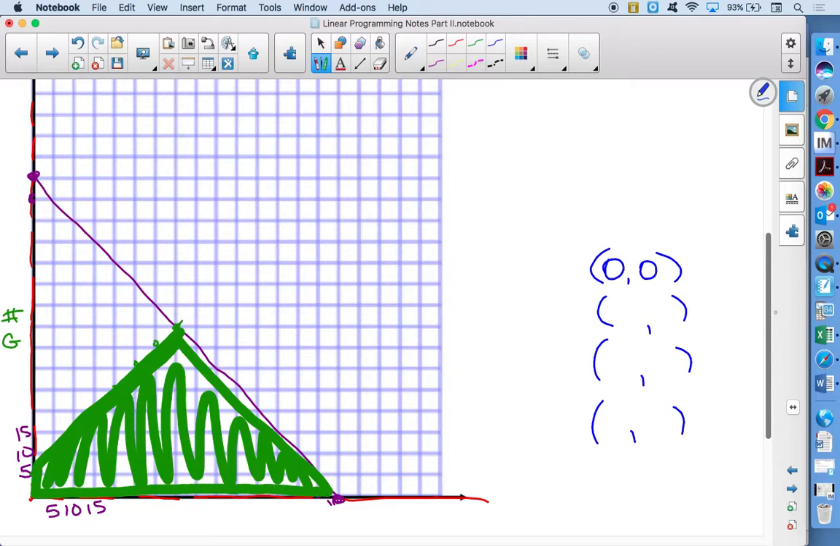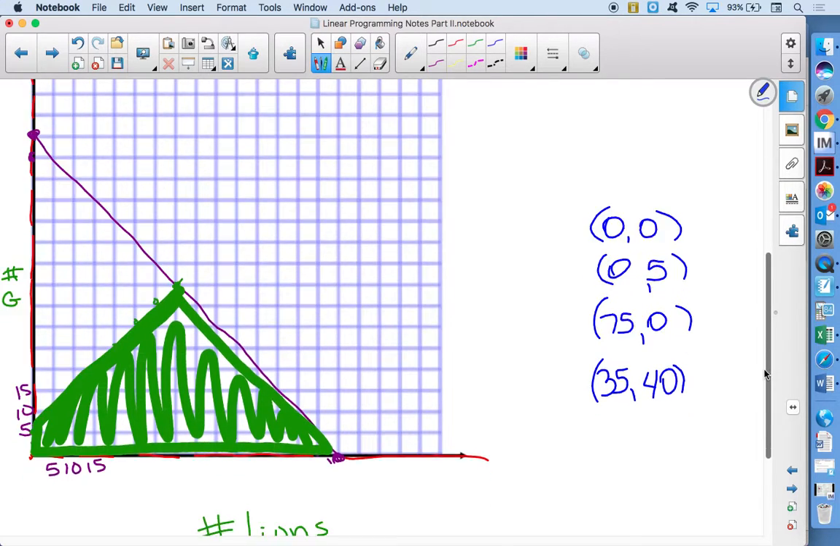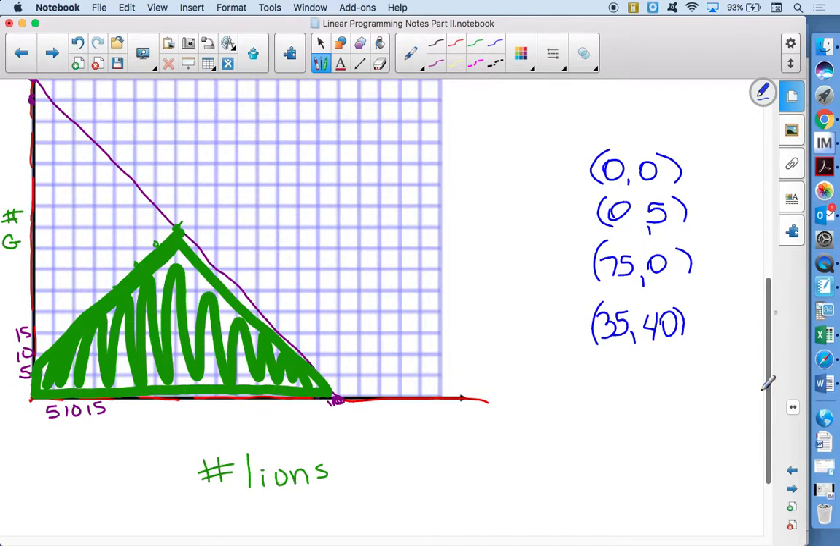So 0, 0 is technically a quarter point, but we know that isn't going to be an option. Cooper, what are the other ordered pairs? 0, 5, 75, 0, 35, 40. Cooper's amazing. So, knowing that we need to make 5 more giraffes than we do lions, that leaves us with either having 0, 5 or the 35, 40.